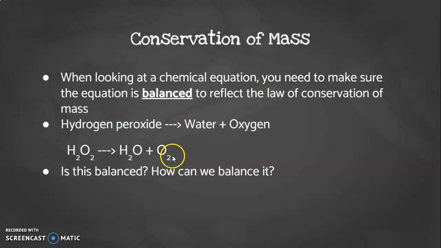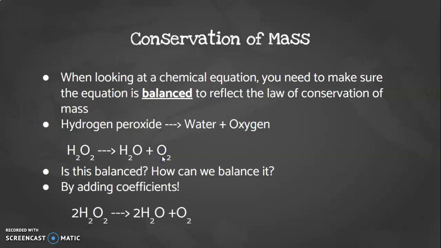So how can we balance that? This is when the coefficient comes into play. We can add a coefficient, a number beforehand, to increase our number of molecules so that our number of elements and atoms on each side are the same. So now I have 2 hydrogen peroxide molecules, right? You just multiply by that number to get the number of atoms.